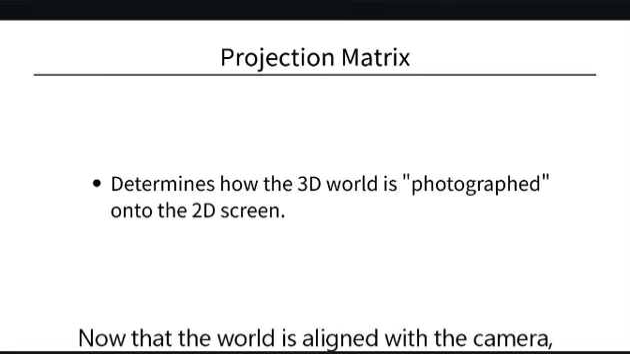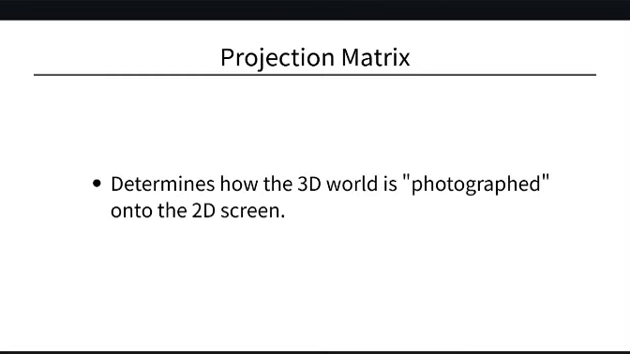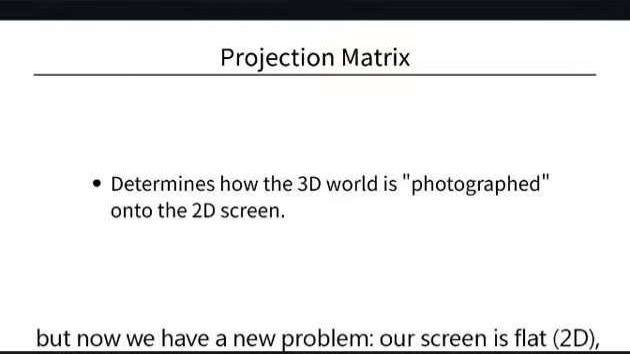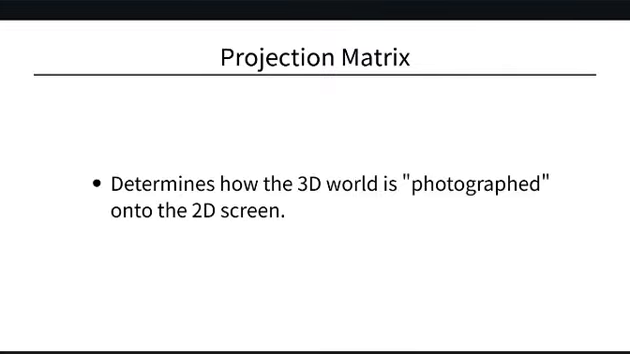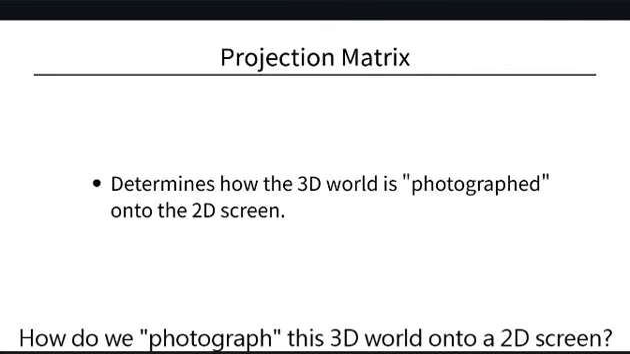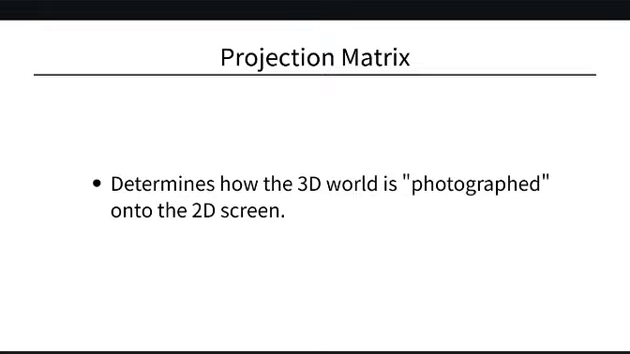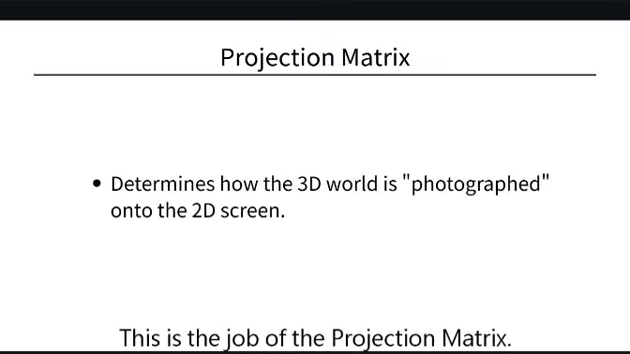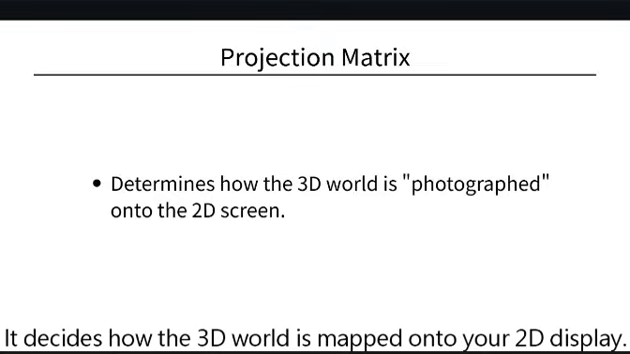Now, the world is aligned with the camera. But now we have a new problem. Our screen is flat, but the world is 3D. How do we photograph this 3D world onto a 2D screen? This is the job of the projection matrix. It decides how the 3D world is mapped onto your 2D display.